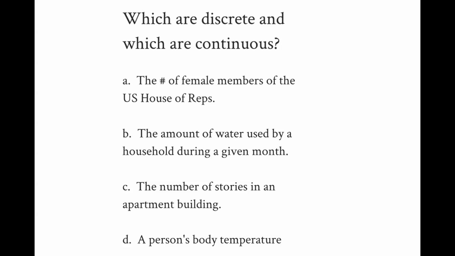And in C, the number of stories in an apartment building, well, you can only have a whole number of stories, right? 1 story, 2 story, 5 stories, 10 stories. And since you are restricted to a whole number, this would be discrete. And then in D, a person's body temperature. Well, we know that a typical body temperature used to be about 98.6, and that was not a whole number. And when temperatures are taken, they are never taken and just presented as whole numbers. And so this one would also be continuous. So A was discrete, B was continuous, C was discrete, and D was continuous.